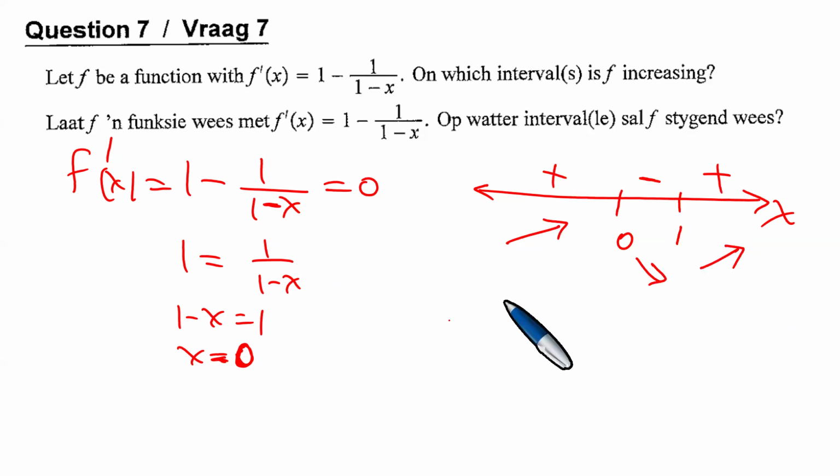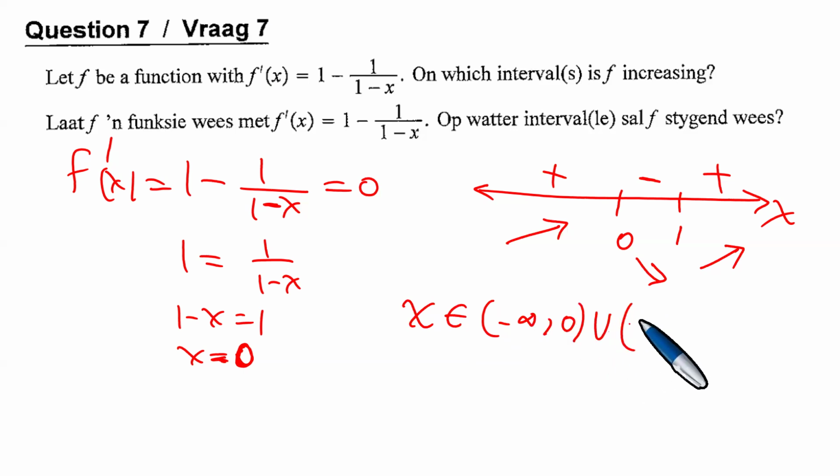So on which intervals is f increasing? We are able to see that f is increasing whenever x is an element of the interval minus infinity to 0, or you also have 1 to infinity. This is exactly the answer, and this shows the intervals where f is increasing. And we also have the interval where f is decreasing, and that will be between 0 and 1. But that's not what we want.